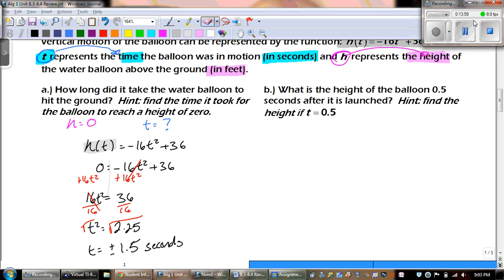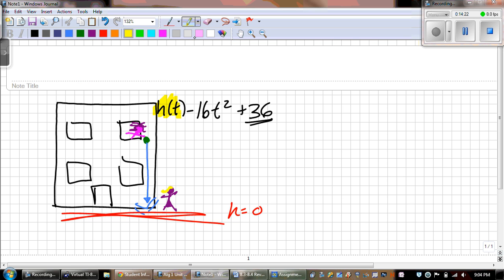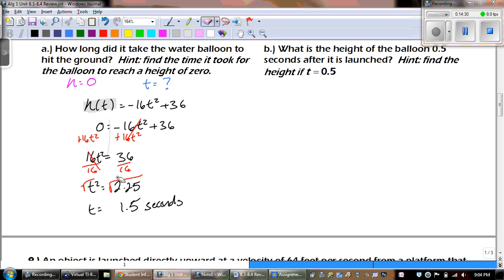So our time is positive or negative 1.5 seconds. Question though: can you guys go back in time? Do you have a DeLorean like Back to the Future? No. So can we have negative time? We can't. So from when it dropped to when it hit the ground took 1.5 seconds. Sorry, I had to put a box around my final answer.